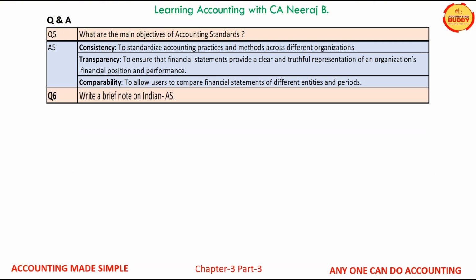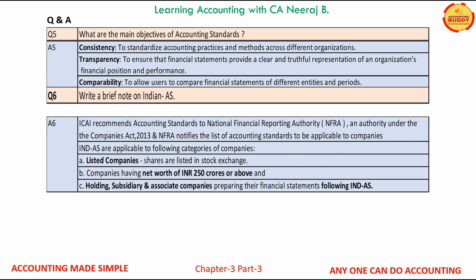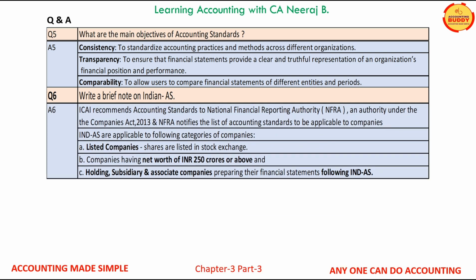Question number 6 is, write a brief note on accounting standards. The answer is, Institute of Chartered Accountants of India recommends accounting standards to the National Financial Reporting Authority. NFRA is an authority under the Companies Act 2013, and NFRA notifies the list of accounting standards to be applicable to the companies. Indian accounting standards are applicable to following category of companies. Number 1, listed companies, the companies whose shares are listed in the stock exchange. Number 2, companies having a net worth of INR 250 crores or above. And number 3, holding and subsidiary and associate companies preparing their financial statements following Indian accounting standards.